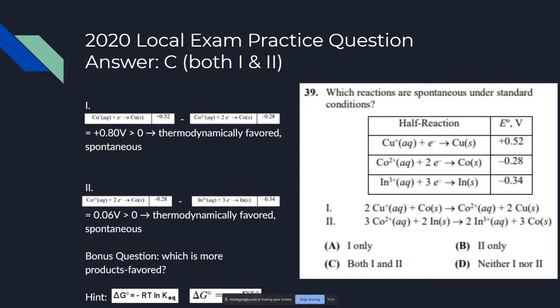And what to take from this is that if you plug in both formulas together, an increase in cell potential means an increase in the equilibrium constant. So essentially, the more positive a cell potential is, the more the products will be favored. But again, keep in mind, if the cell potential is negative, then that means the reactants are favored, and the reaction overall is thermodynamically disfavored.